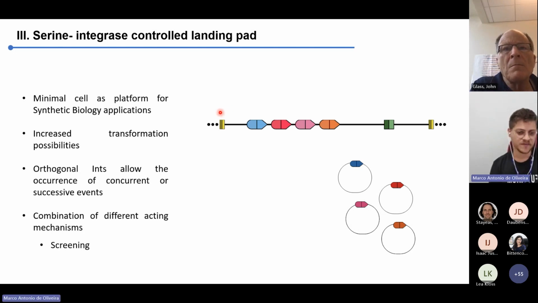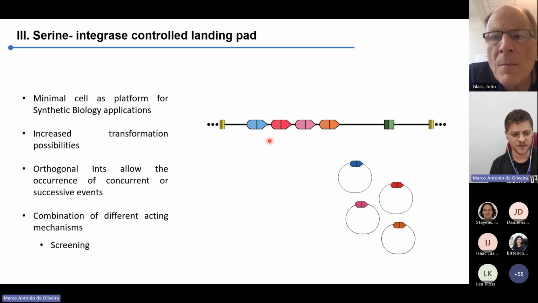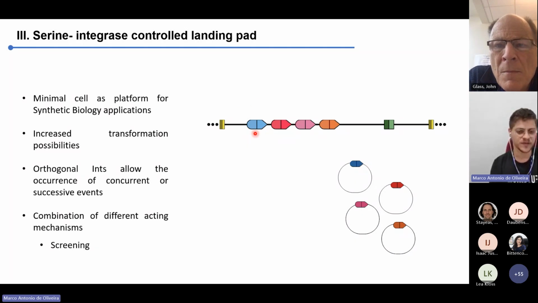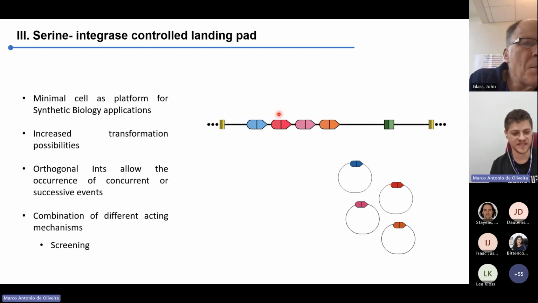Because what we have now is that we can do integration in the system, one event, and that's it. So the idea is to use different integrase sites in a cassette in a way that each integrase can only recombine its specific ATT site. They will not interact with the other ones. And this way you can have a multi-entry landing pad in the system.